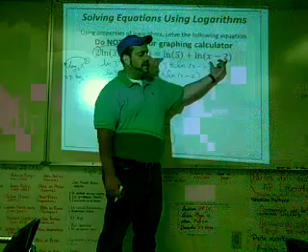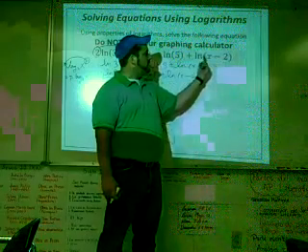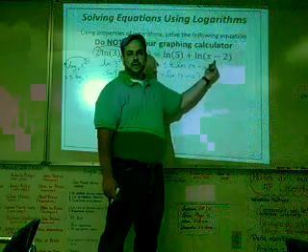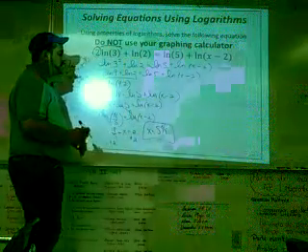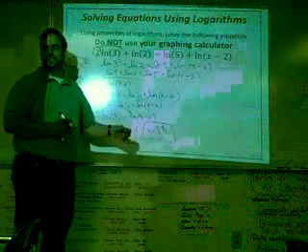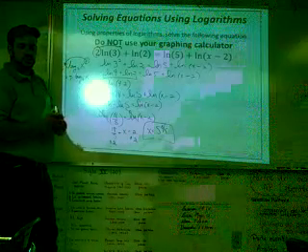The only place I plug anything in is over here. 5 3/5 minus 2 is 3 3/5. That's a positive number. Great, I can take the natural log, no problems. This actually is a solution. No domain restrictions to worry about.